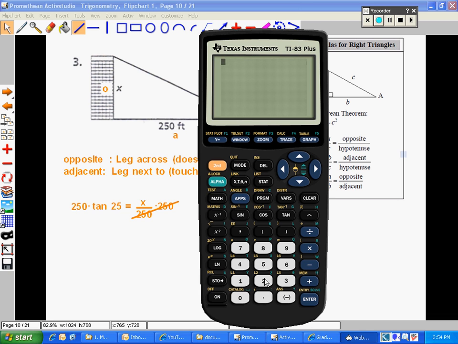So I type in 250. Make sure you type in tan 25, and I get 116.58.